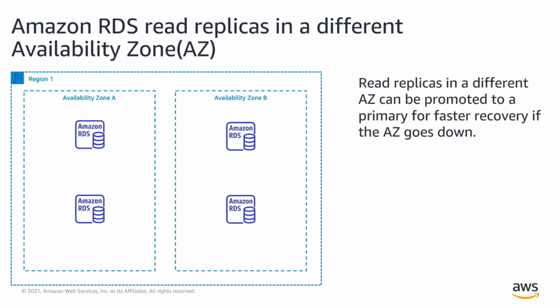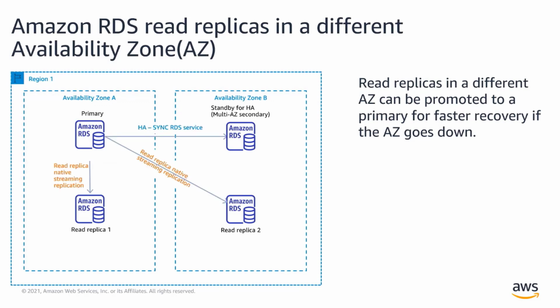Let's look into another architecture using read replicas in a different availability zone from your primary database. In this setup, we have created a multi-AZ instance for our primary database in availability zone B. For multi-AZ, there is synchronous replication between the primary and the standby instance. Your standby instances are not open for connections, and hence they can't serve any traffic from the application. And then we have created 2 read replicas in each availability zone.